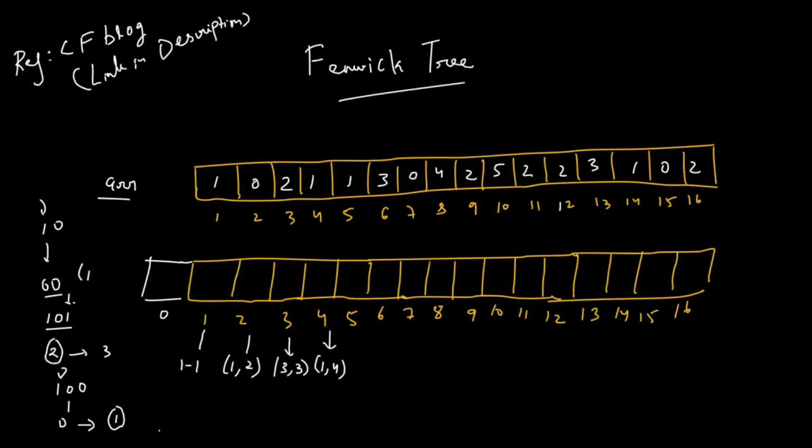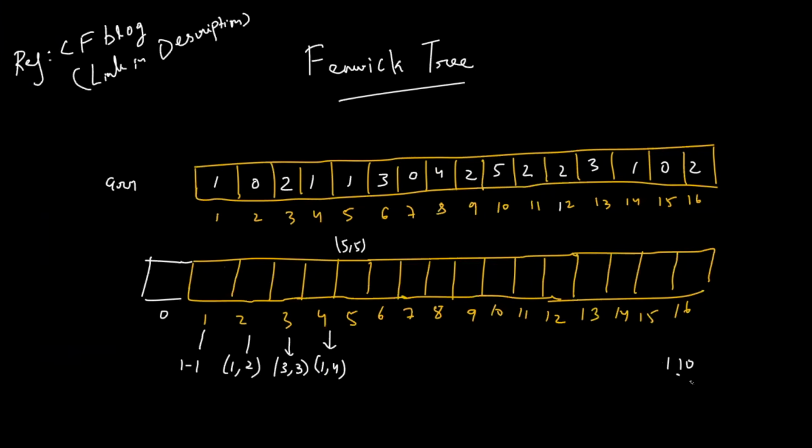Now what is 5? If I write 5, it will be 1, 0, 1. If I turn off the rightmost bit, it will give you 4. So L can be taken as 5. So this means 5, 5. If we take 6, that is nothing but 1, 1, 0. Again we turn off the rightmost bit, so we get 4. So 6 is nothing but 5, 6.